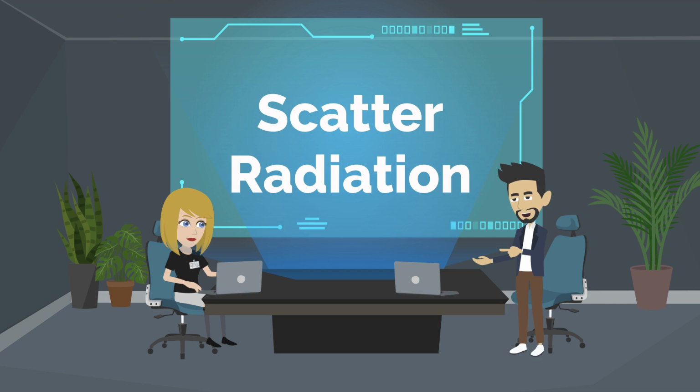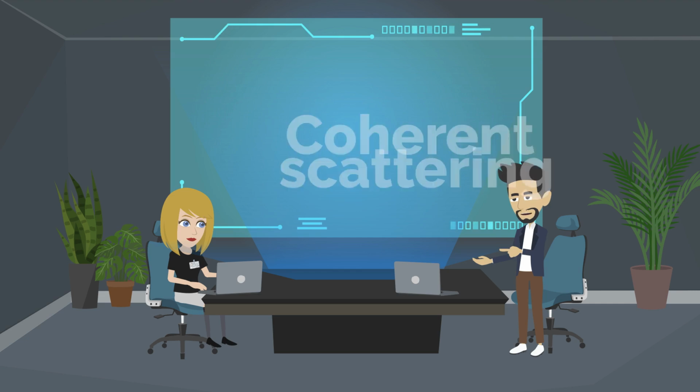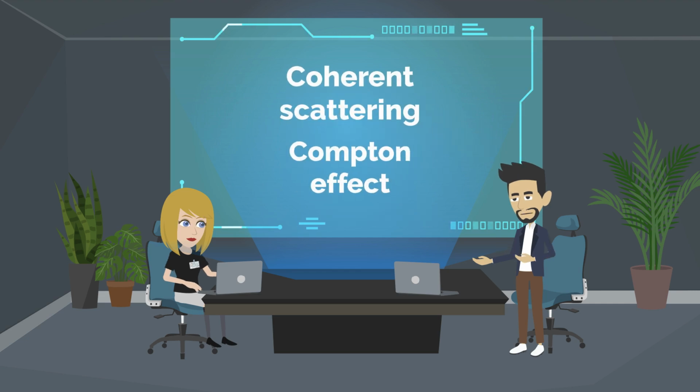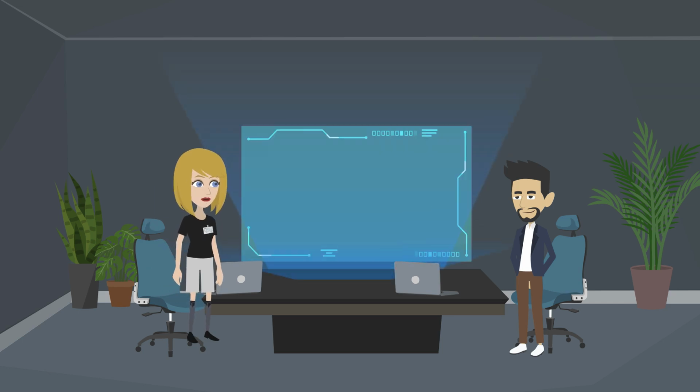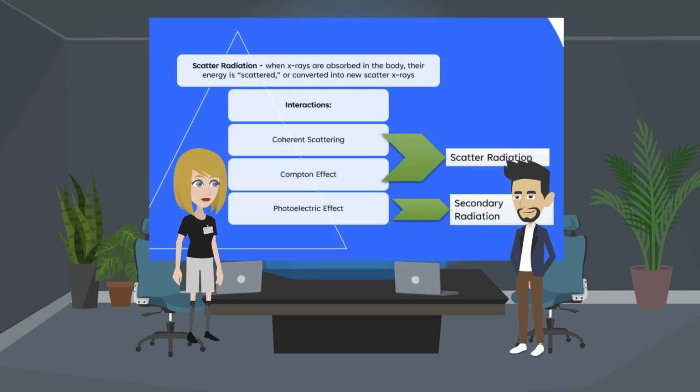When X-rays are absorbed in the body, their energy is scattered or converted into new scatter X-rays. Three types of interactions occur when radiation is absorbed by matter: coherent scattering, the Compton effect, and the photoelectric effect. Now let's get started. Coherent scattering is also known as Thomson scatter.